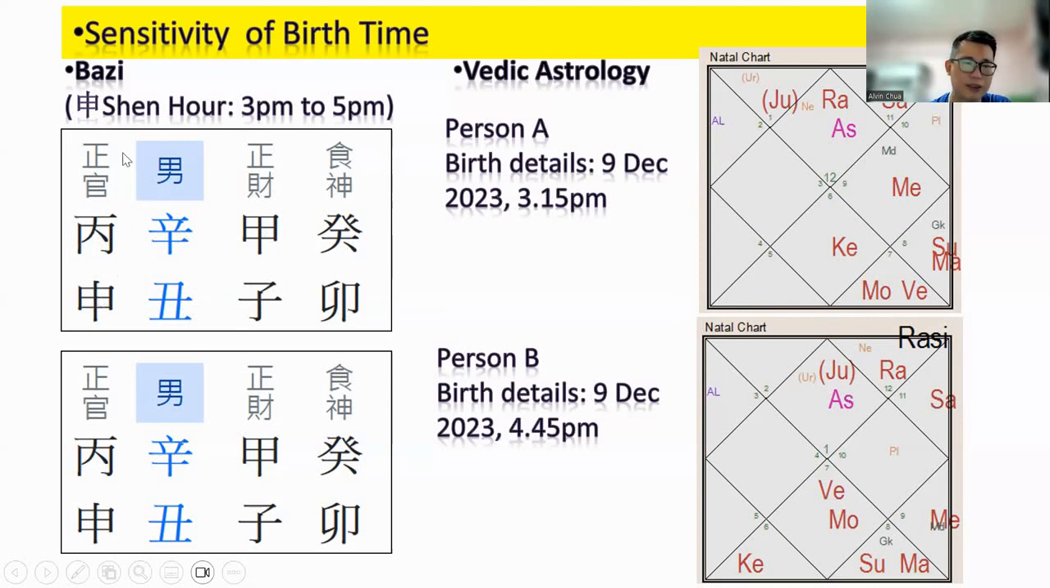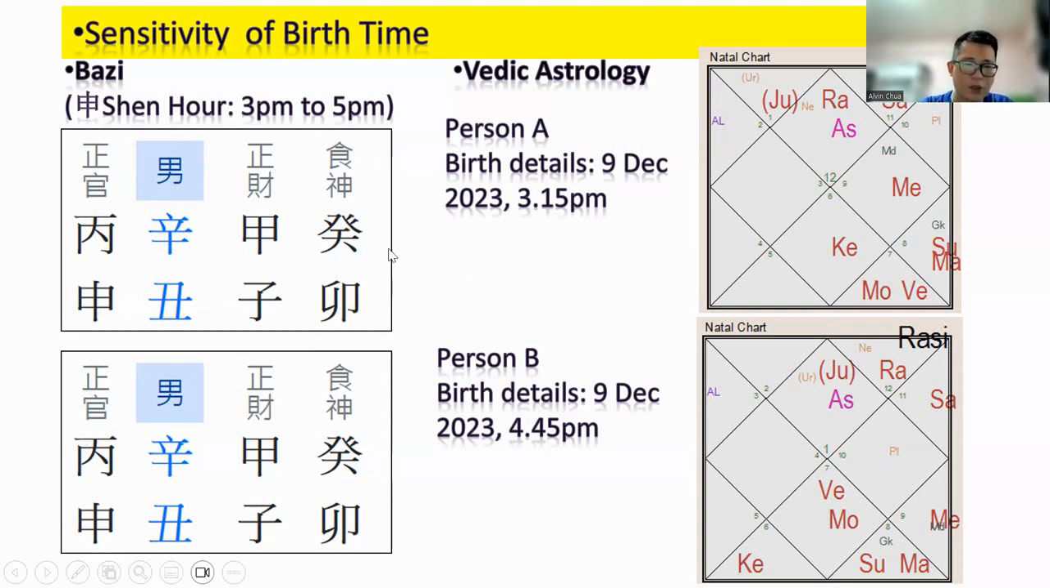So this person is born in the Shen hour, between 3 p.m. to 5 p.m. This is the actual birth time. This person is born 9 December 2023 at 3:15 p.m. But like I mentioned, because it uses a 2-hour duration for the Bazi, somebody else, like person B, same day, but born at 4:45 p.m., will have the exact same Bazi because 4:45 still falls within the Shen hour. Between these two persons, although they are born with quite a bit of time difference, their Bazi is exactly the same.